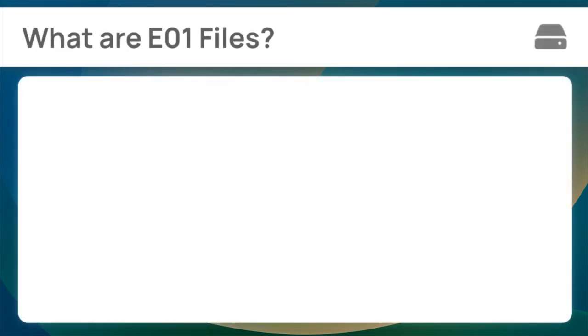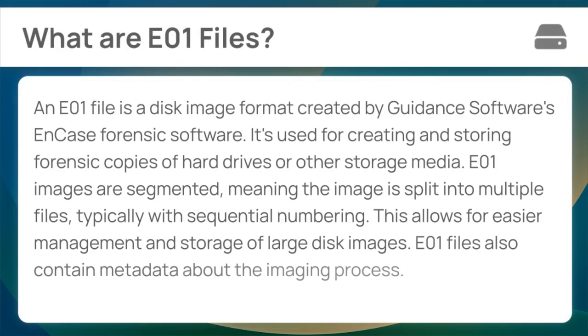The E01 signature identifies it as a specialized type of disk image file. It's stored with the EnCase Forensic Image format. An E01 file is a disk image format created by Guidance Software's EnCase Forensic software. It's used for creating and storing forensic copies of hard drives or other storage media.